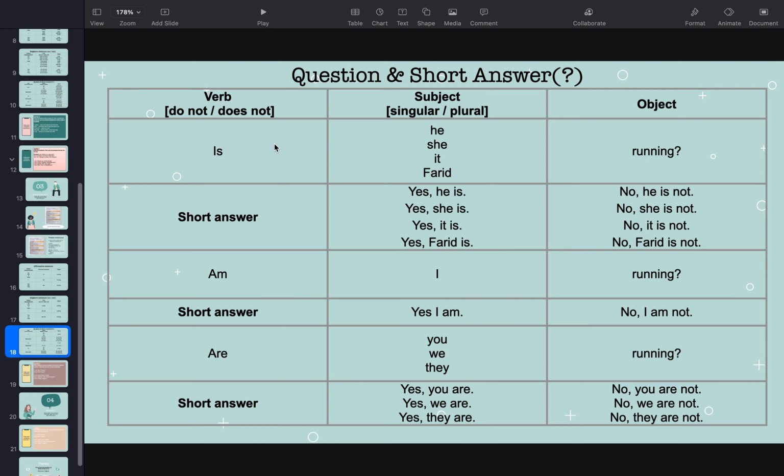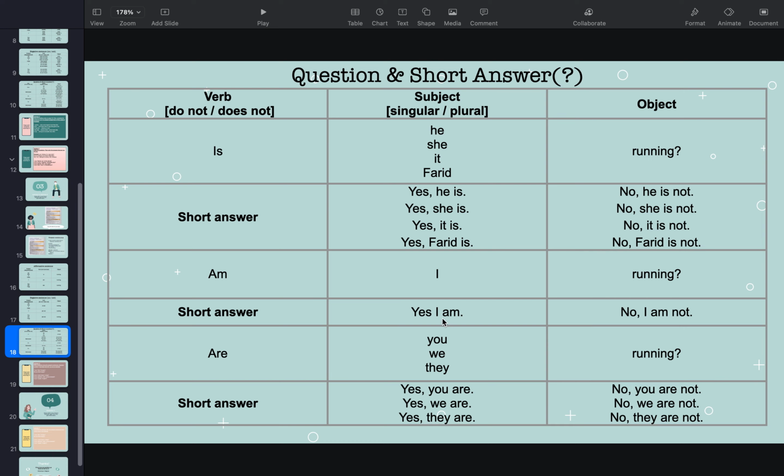Okay, so every question must have an answer. Setiap soalan mesti ada jawapan kan? Jawapan pun teacher dah tunjukkan kat sini. For example, you're asking a person, is he running? Contohnya kamu tanya orang, is he running? Dia tengah berlari ke? So, jawapan dia kalau ya, yes he is. Kalau jawapan dia tak, no he's not.